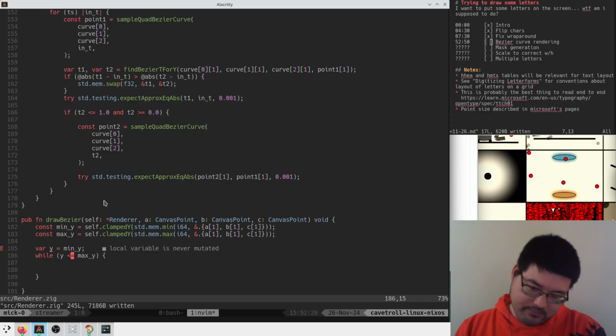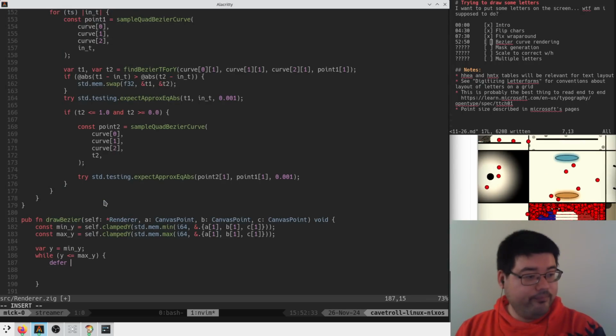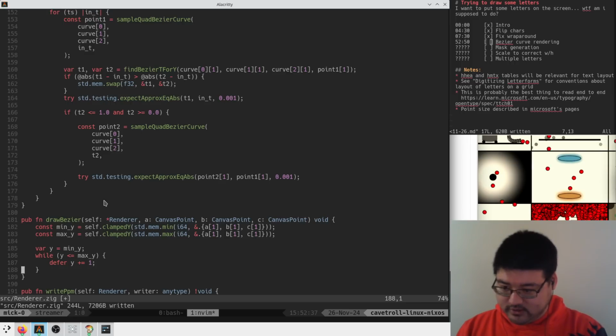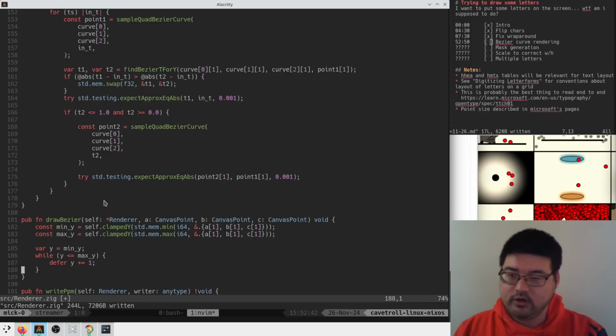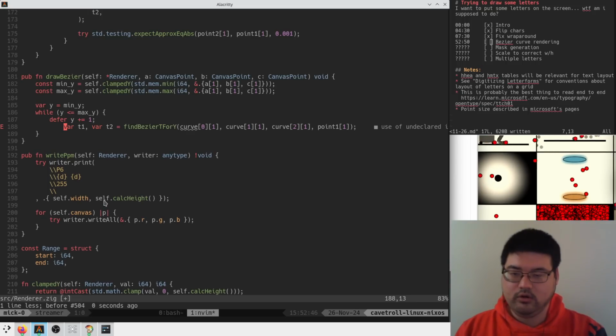Is this inclusive? It might be. We want to increment y. Okay, and then we're going to do something. I guess we are going to try to figure out what our two time steps are. Right?